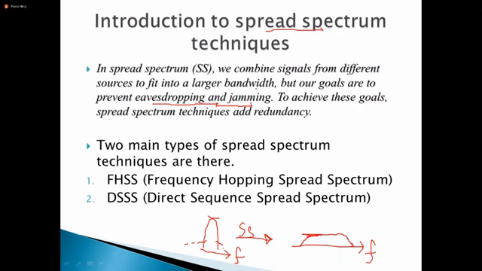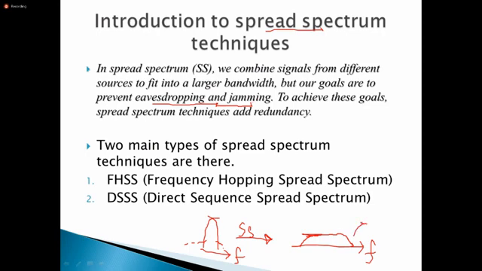Jamming means you interrupt the signal transmission. Eavesdropping means when the signal is transmitted, you somehow tap the signal and listen to it. In wireless channels, when you use other techniques, it's not that difficult to tap or jam a signal. But by using spread spectrum techniques, we can avoid that.